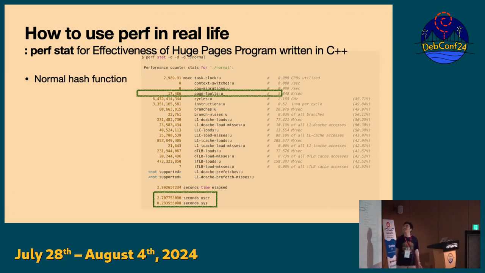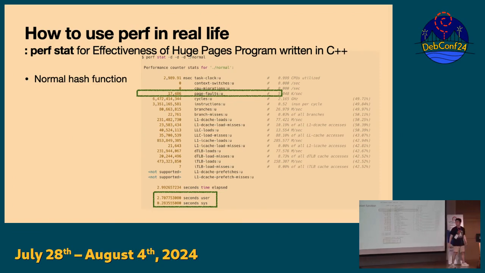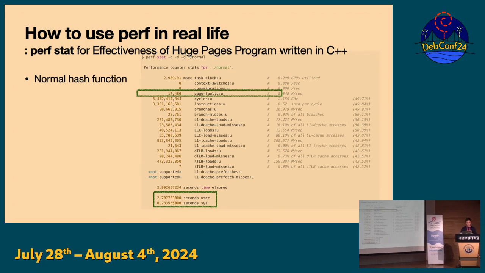So we can see with perf stat -d -d -d, triple D, some hash, a hash-making program. So there is a page fault, 17,000, and we can see some running time in user space and kernel space.